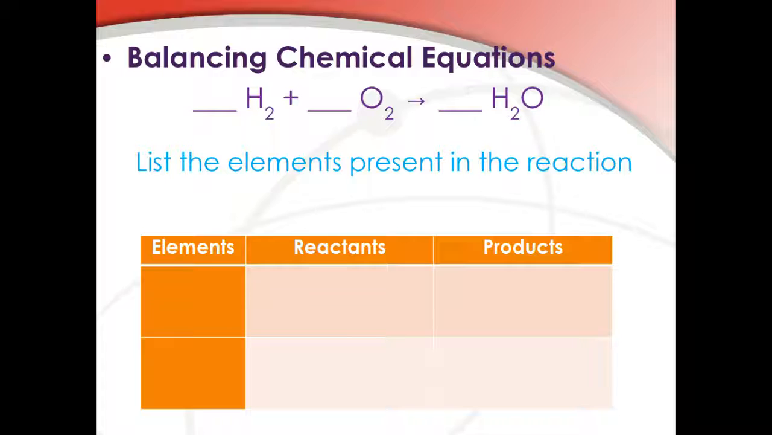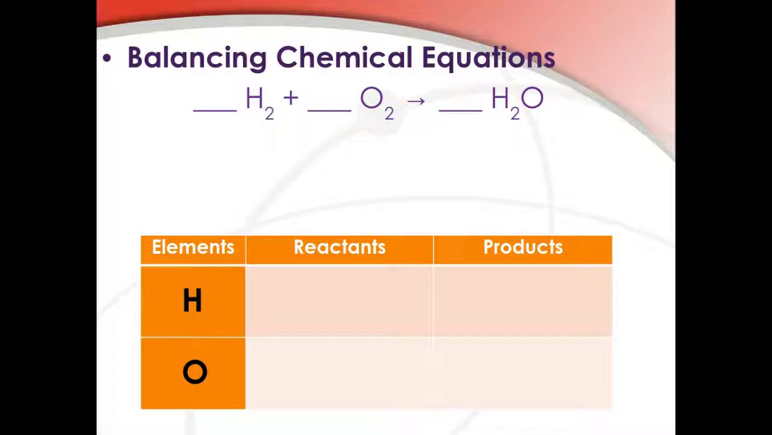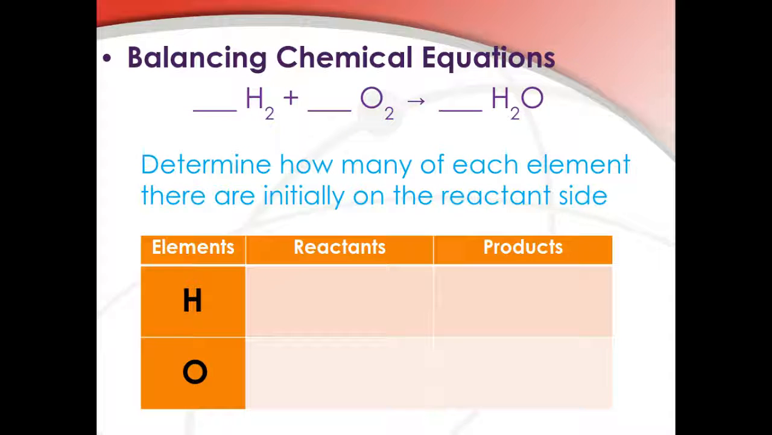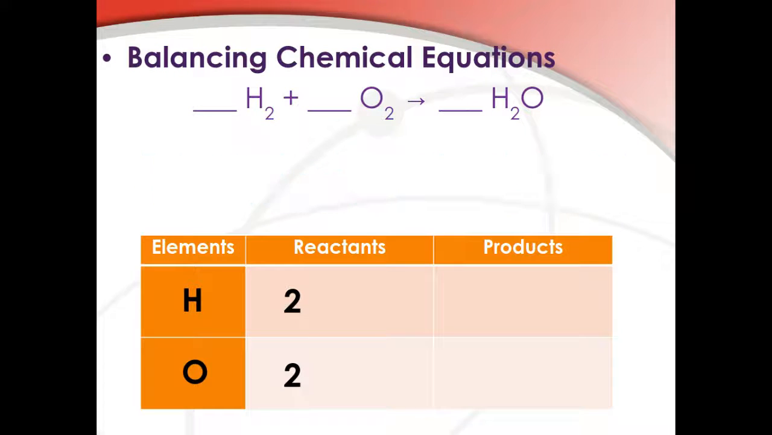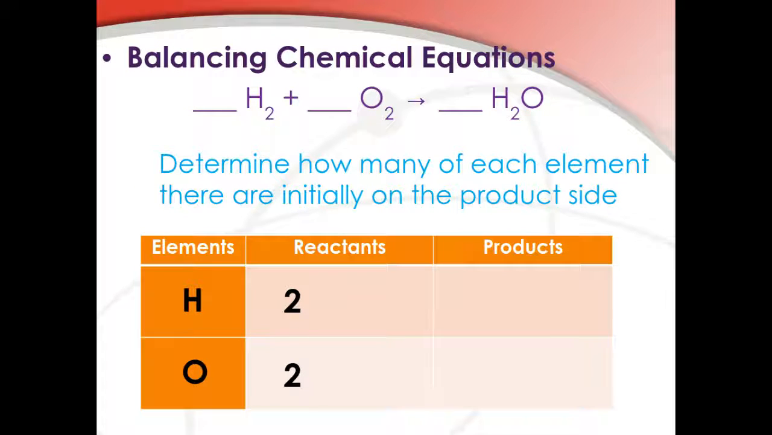First thing we need to do is list the elements present in the reaction. We have hydrogen and oxygen. And then we need to count how many atoms of each element are on the reactant side. So we have 2 hydrogens and we have 2 oxygens. Then we count how many atoms of each element are present on the product side. So we have 2 hydrogen atoms and 1 oxygen atom.